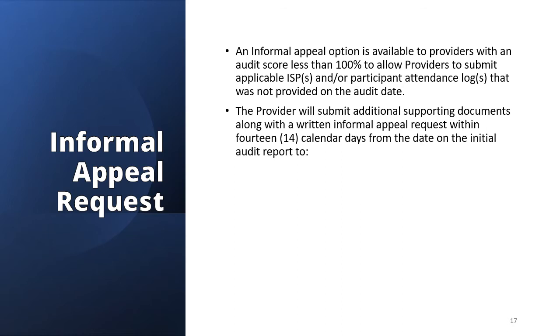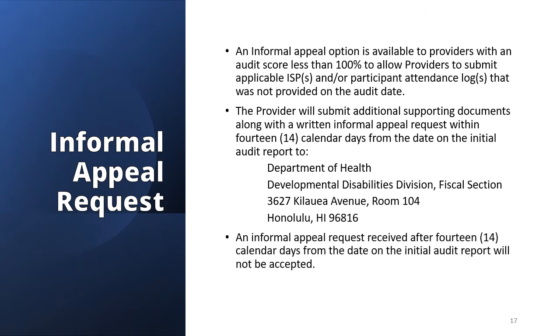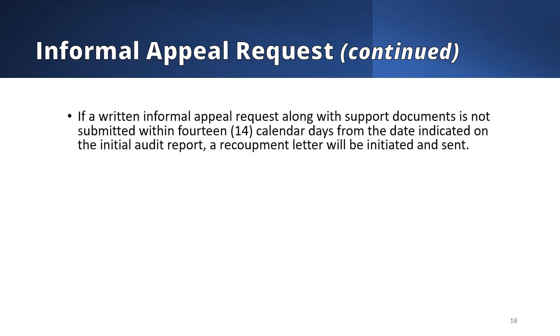Please submit all informal appeal requests to the Department of Health, Developmental Disabilities Division, Fiscal Section at 3627 Kilauea Avenue, Room 104, Honolulu, Hawaii, 96816. A request for an informal appeal received after 14 calendar days will not be accepted. If a written informal appeal request along with support documents is not submitted within 14 calendar days from the date indicated on the initial audit report, a recoupment letter will be initiated.